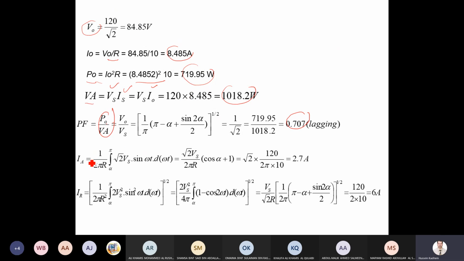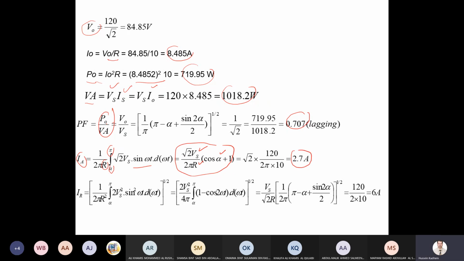Now for the current in the switch, in the thyristor, we will integrate it from alpha, as an example thyristor T1, from alpha to pi, because the other half part will be 0. 1 over 2 pi R, because we are talking about current now, not voltage. This is voltage divided by R, it will give current. Integration of sine is minus cosine, substitute, and then we get this formula. What do we have in this formula? We have Vs given in the question, R given in the question, alpha given in the question.